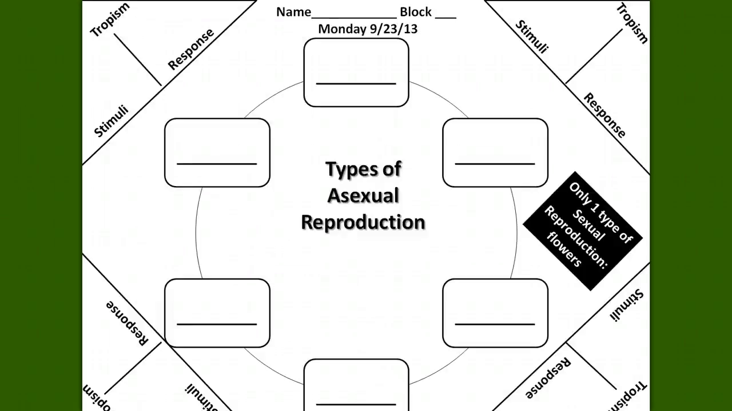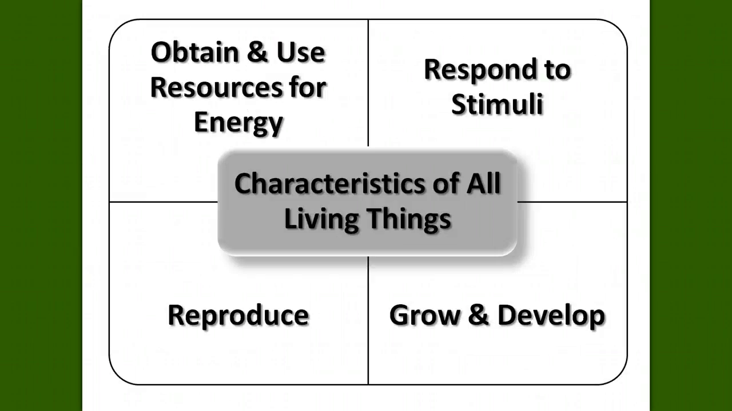I'd like you to fill out this paper when we talk about the rest of the PowerPoint. Your paper might look a little bit different, or it might look just like this one, but that's the one we want you to fill out. Here we go. Take your characteristics of all living things page and make sure that you fill in these 4 items, and I'll give you a couple minutes to do that.